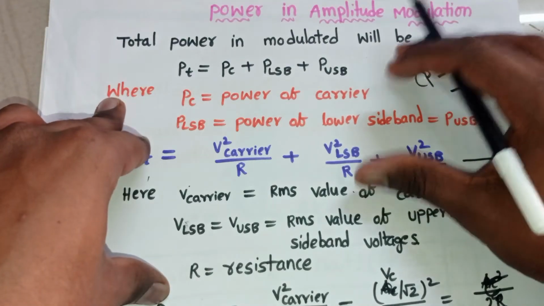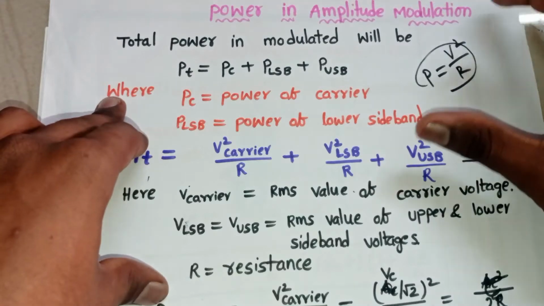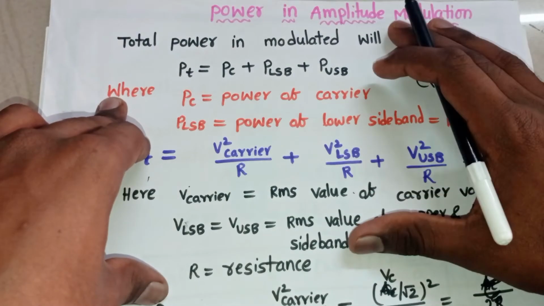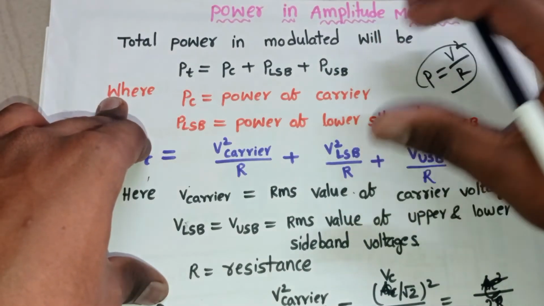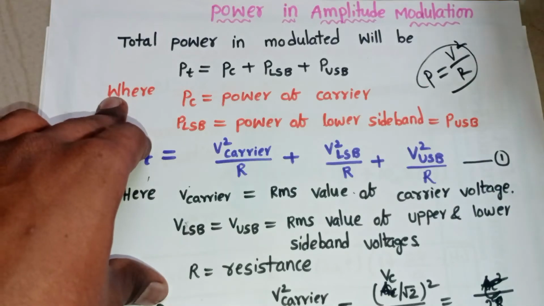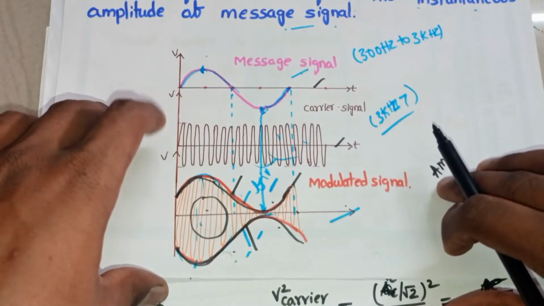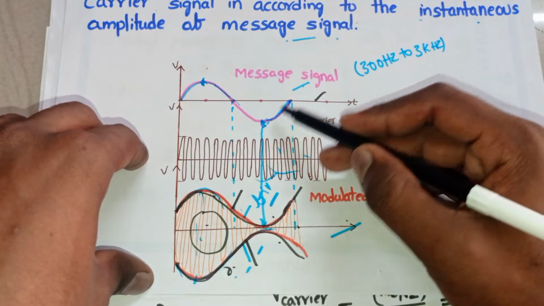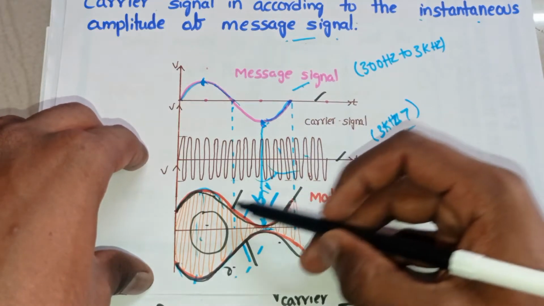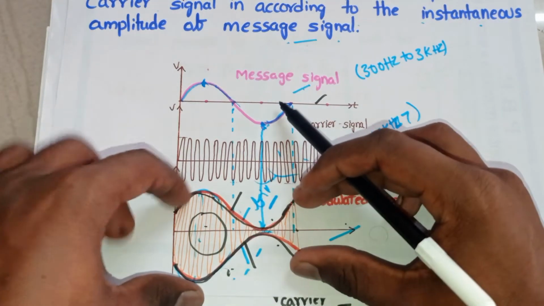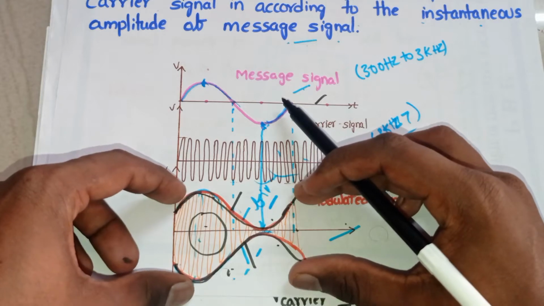In order to find the power of the amplitude modulated signal, first we need to know what the different types of signals present in it are. First, let's see the amplitude modulated signal. Here it's a message signal, and it's a carrier signal, and this one is the amplitude modulated signal.